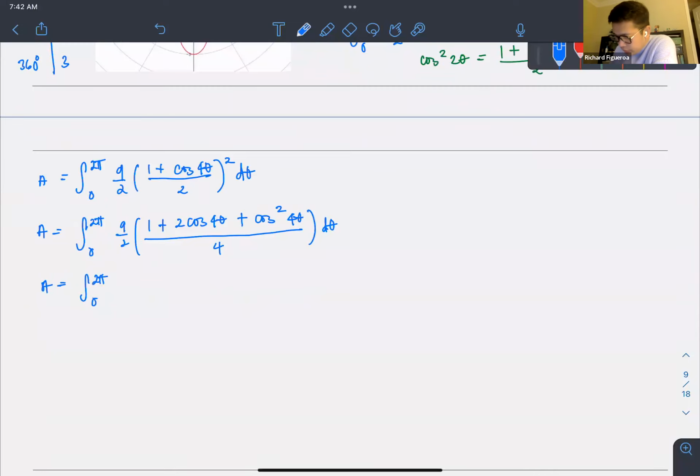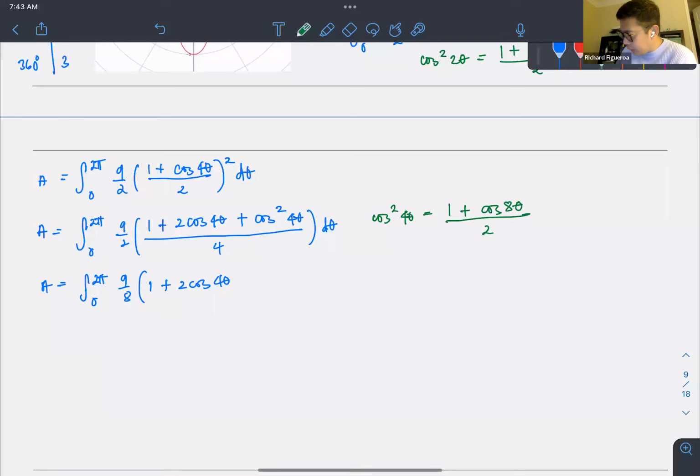Ilabas natin yung 4. So 4 times 2, that will become 9 all over 8. Then 1 plus 2 cosine 4 theta. And then this one, so cosine squared 4 theta. So that's another identity. So the cosine squared 4 theta, it's the same as 1 plus cosine 8 theta all over 2. And that makes it, so plus, pag-iwalayin ko, 1/2 and cosine 8 theta all over 2. D theta.